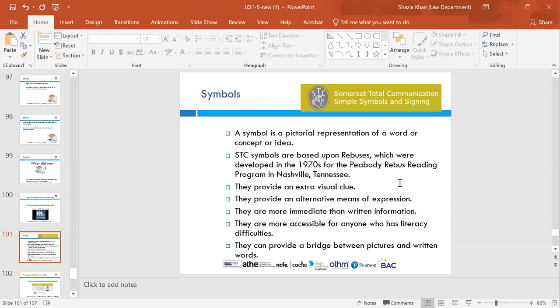They provide an alternative means of expression. They are more immediate than written information, and they're more accessible for anyone who has literacy difficulties, and they can provide a bridge between pictures and written words. And, as we say, for people who have difficulties understanding or have speech impairments, symbols and signs are essentially part of our daily life. They help us communicate non-verbally with each other.